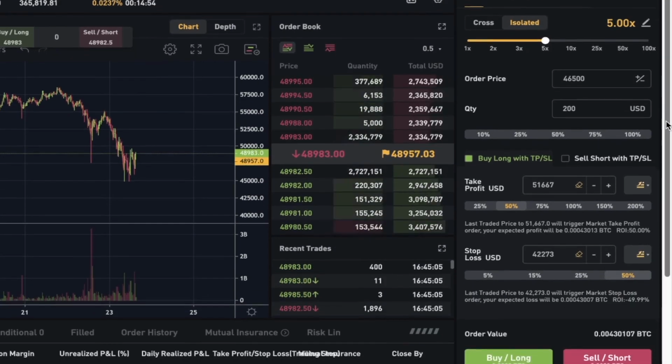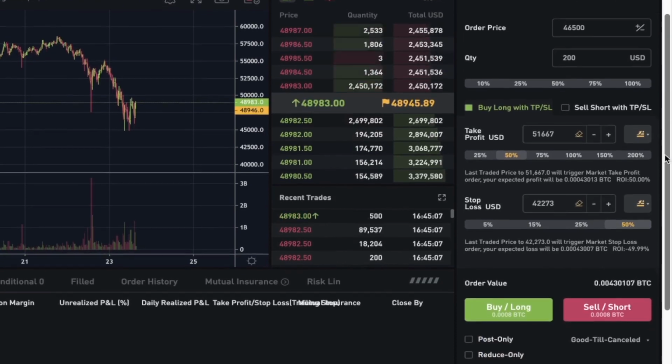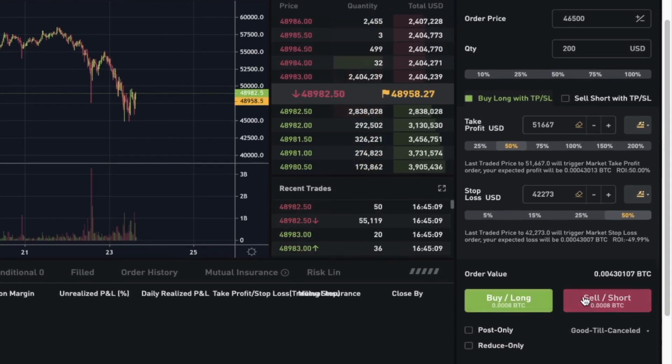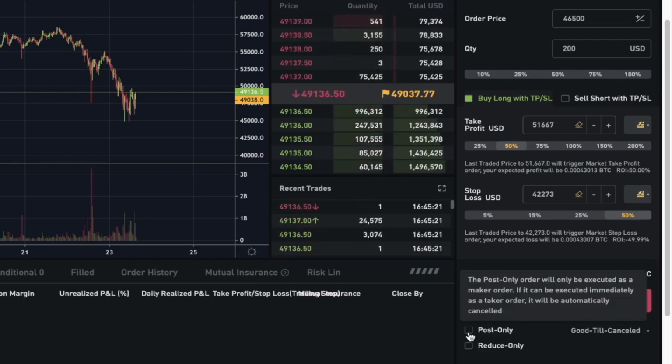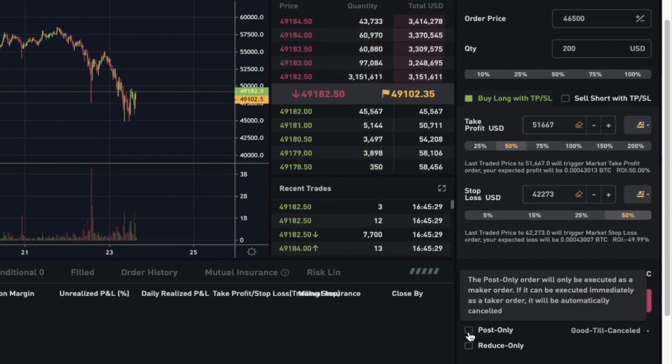Now that we're almost ready to execute our trade, we will scroll down. Here we can see the buy button or sell button, post only and reduce only squares. The reduce only will only reduce your position size. Any order that might increase your position size will be cancelled or adjusted, and the post only order will only be executed as a maker order. If it can be executed immediately as a taker order, it will be automatically cancelled.